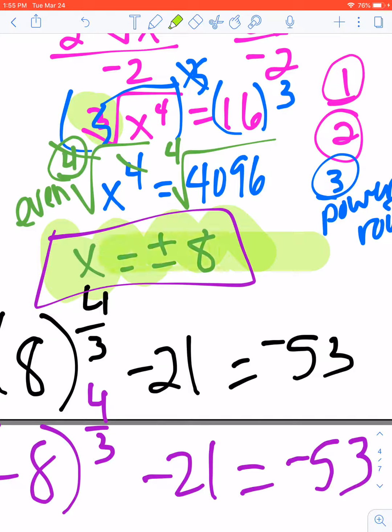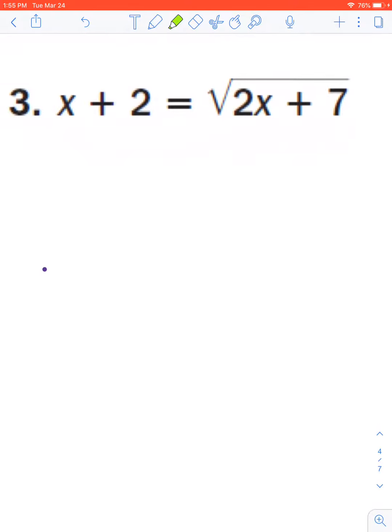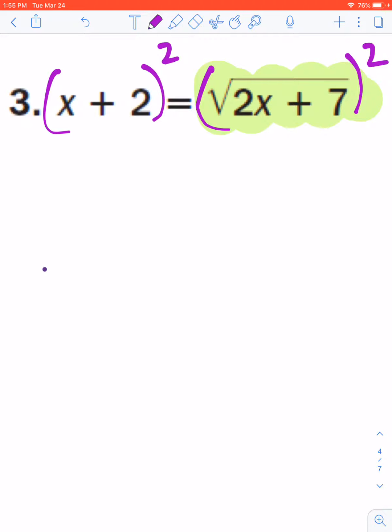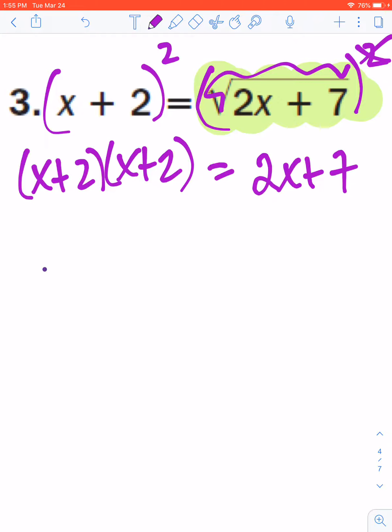All right. And here is our last problem, if I can scroll over there to get it. Okay. x plus 2 equals root 2x plus 7. Step 1, we need to see if the radical is isolated. It is. Step 2, power it up. I'm in the square roots, so I'm going to power each side to the power of 2. The right side is easy. The power of 2 and the square root undo each other, but be careful. That left side is x plus 2 times x plus 2. So we've got some algebra on our hands. Here we go.